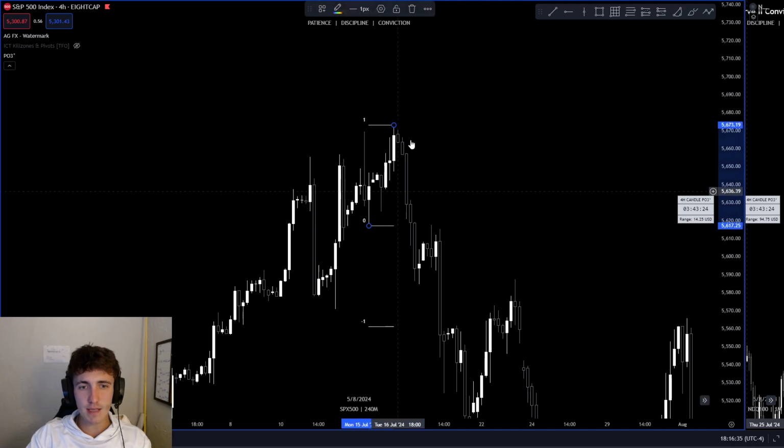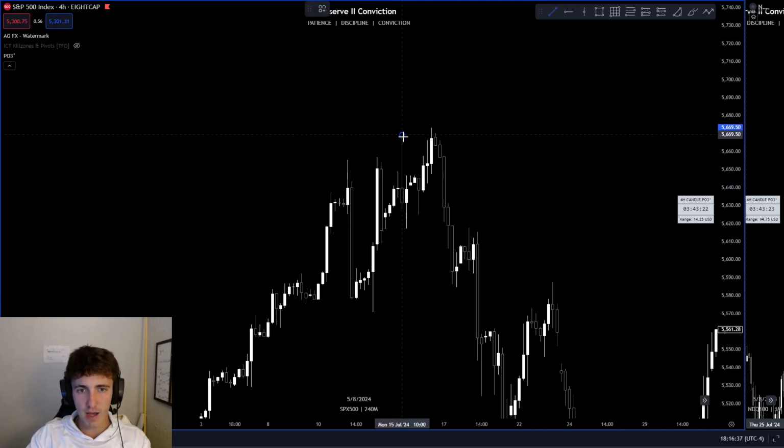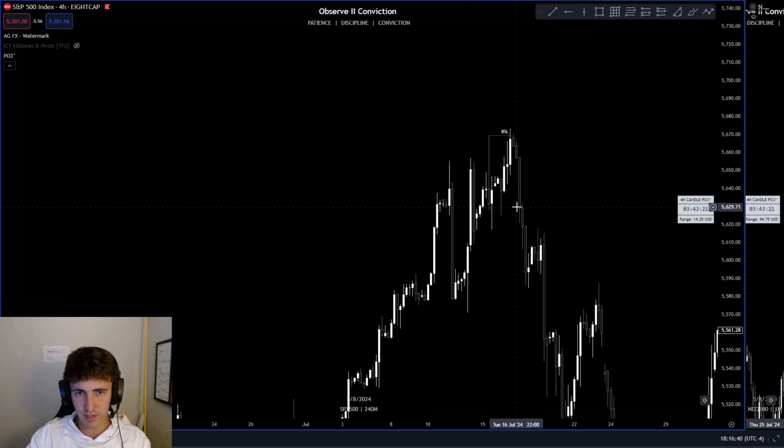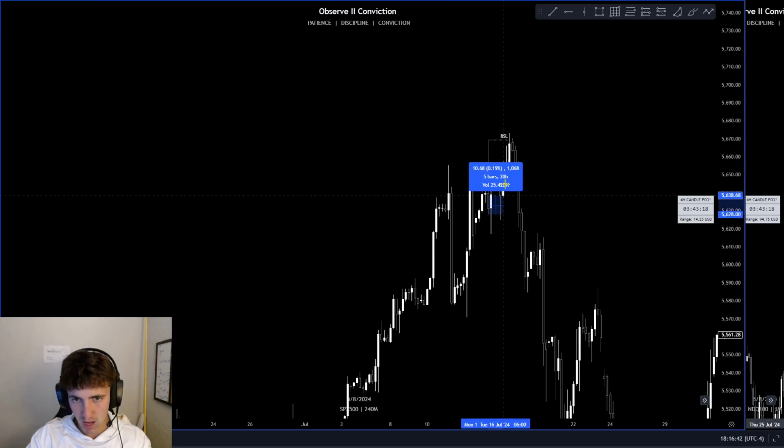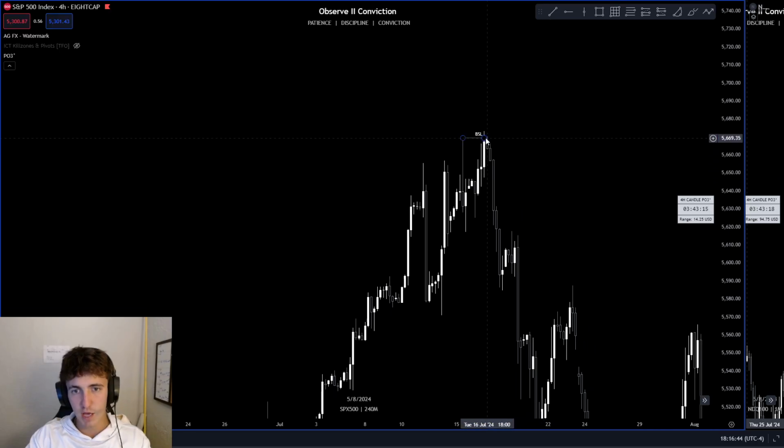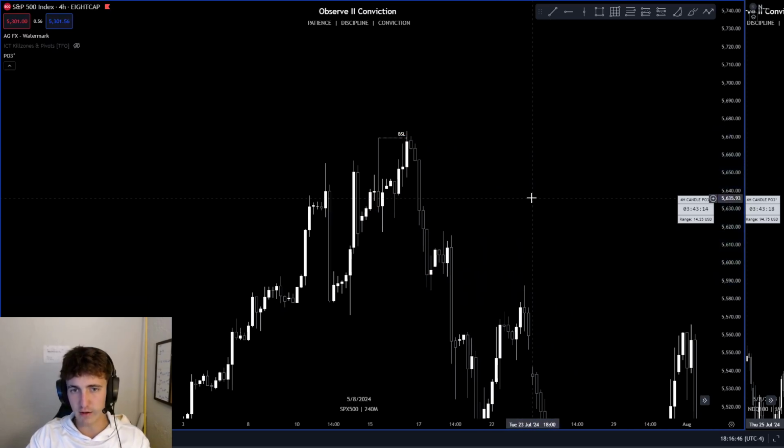So what is it? It is the manipulation move higher. So this, for example, we have buy side liquidity. It is the manipulation move up to take this liquidity, followed by a break of structure down.